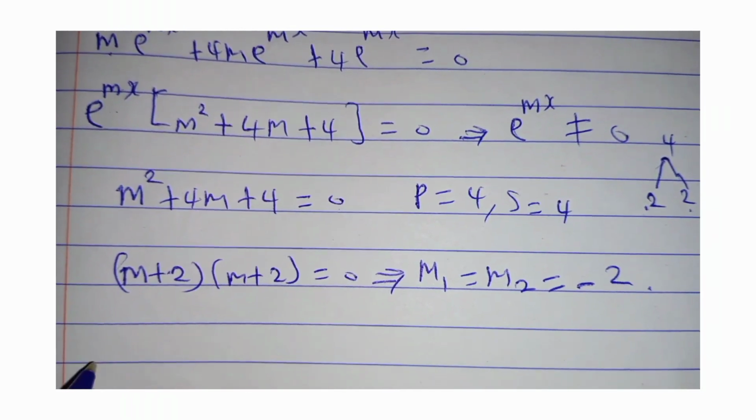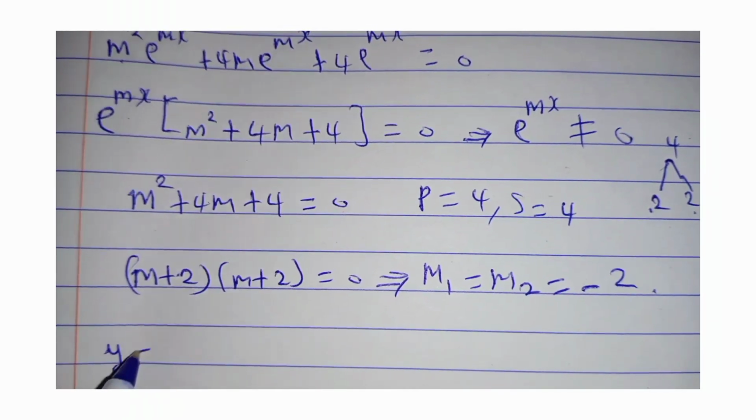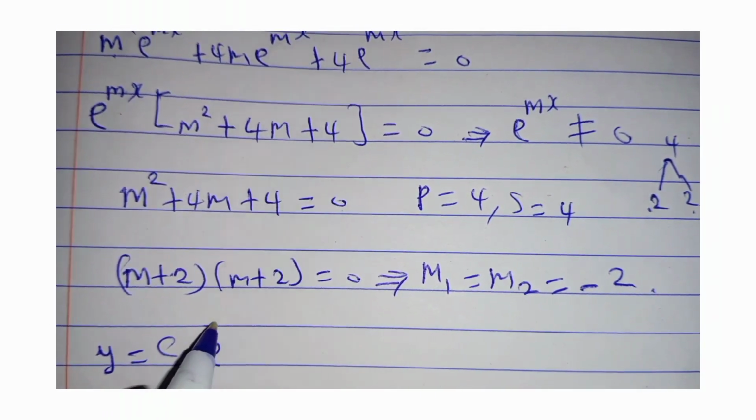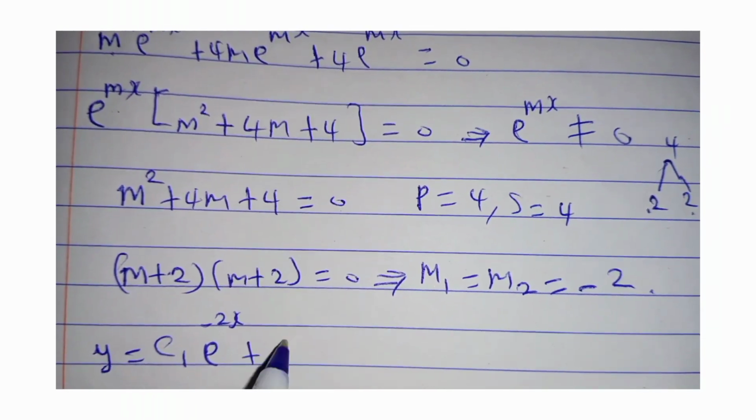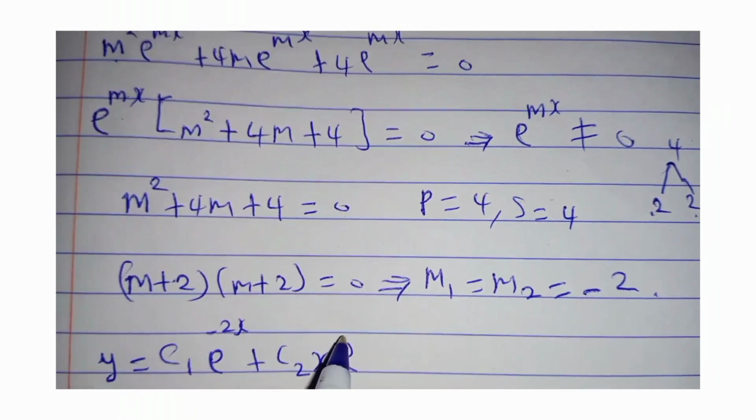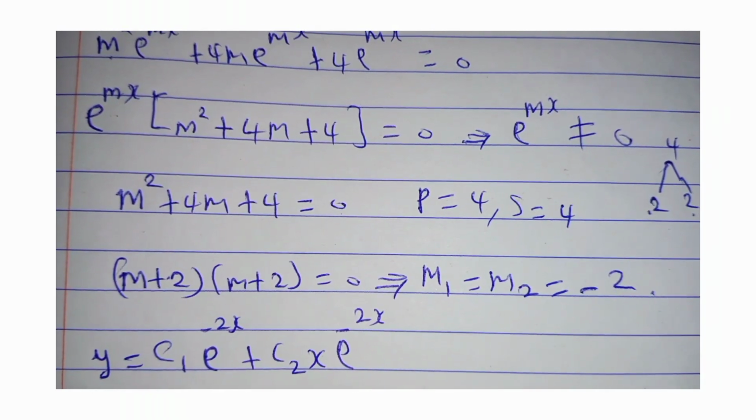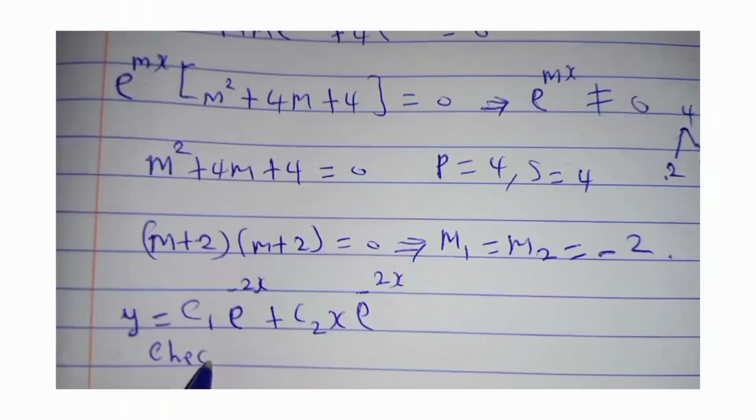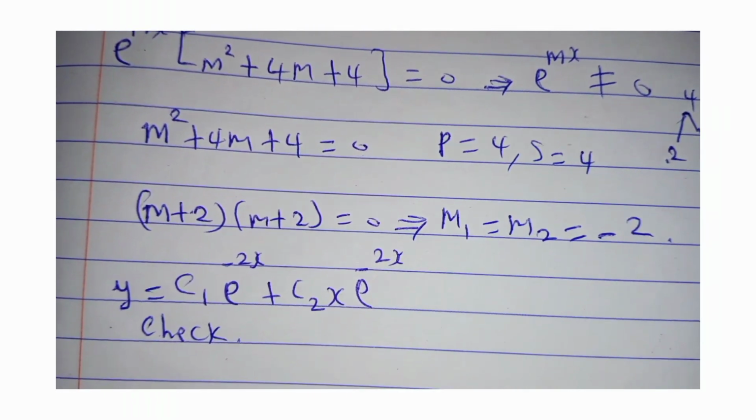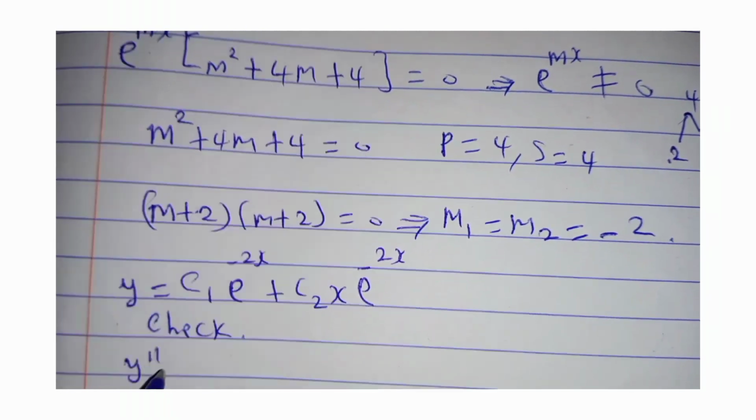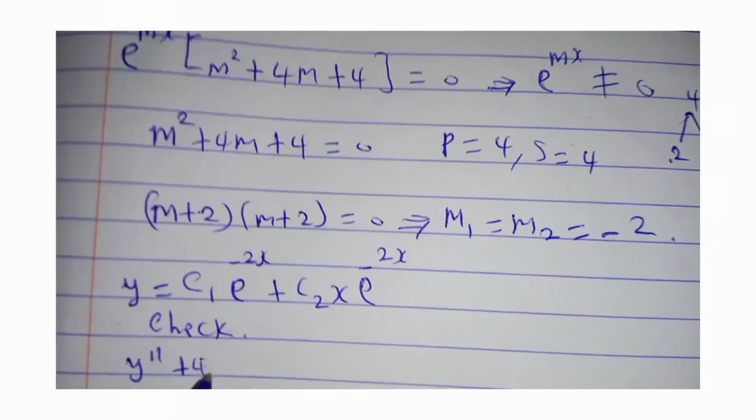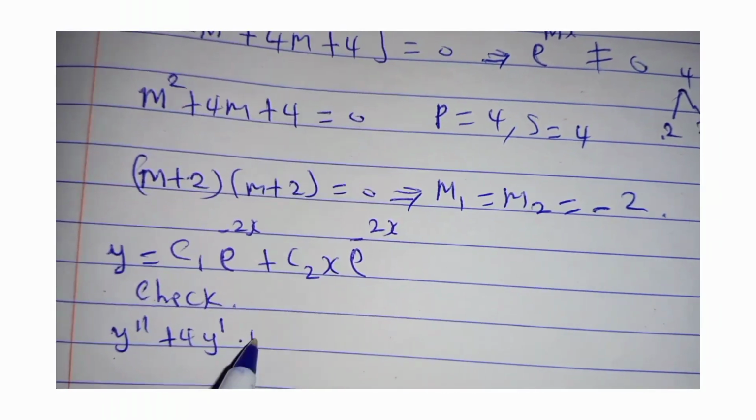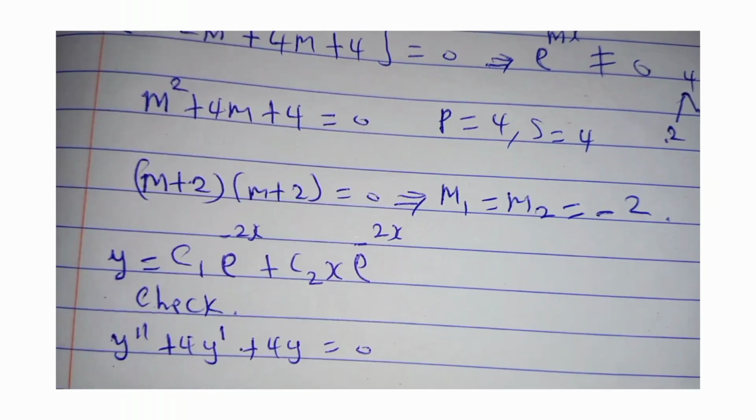So our solution will be y is equal to c1 exponential -2x plus c2x exponential -2x. That is our solution. We want to check whether this is correct. How do we check? We are given y double prime plus 4y single prime plus 4y is equal to 0.